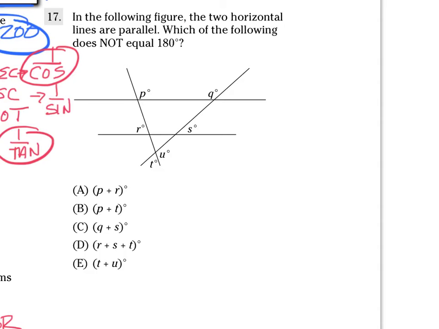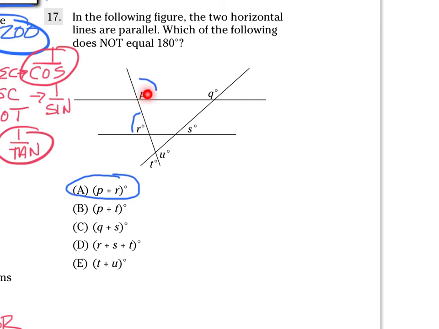In the following figure, the two horizontal lines are parallel. Which of the following does not equal 180? So we'll check them off one at a time. Start with this one, P plus R. Well, P and R, if you go this way, I need my laser pointer for this because it's kind of hard to write in such a small area, but here's R, and this angle, same-side interior with R, is going to be supplemental to it. So it does equal 180.